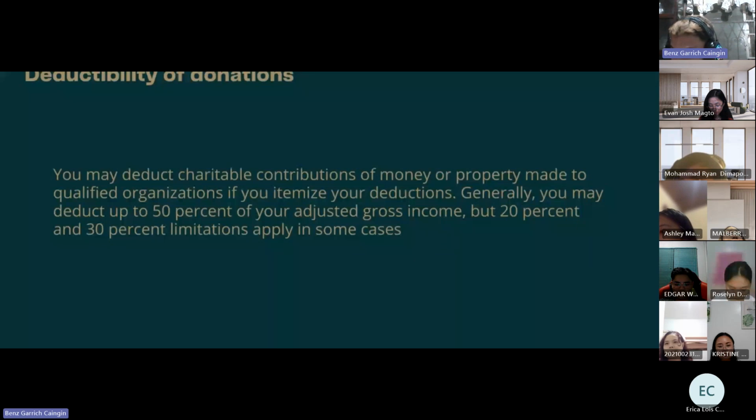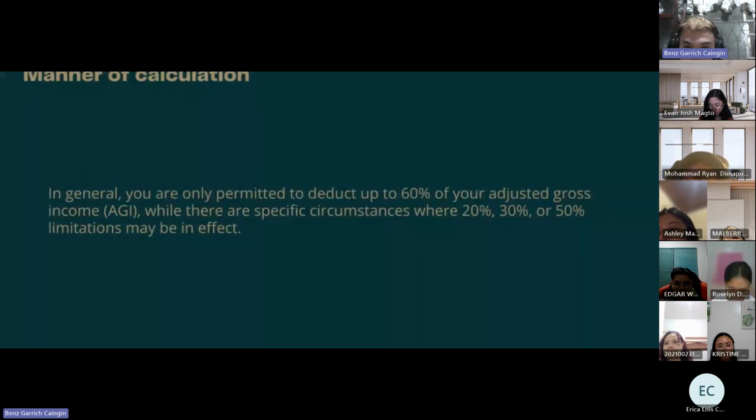Deductibility of donations. You may deduct charitable contributions of money or property made to qualified organizations if you itemize your deductions. Generally, you may deduct up to 50% of your adjusted gross income, but 20% and 30% limitations apply in some cases. Manner of calculation. In general, you are only permitted to deduct up to 60% of your adjusted gross income (AGI), while there are specific circumstances where 20%, 30%, or 50% limitations may be in effect.